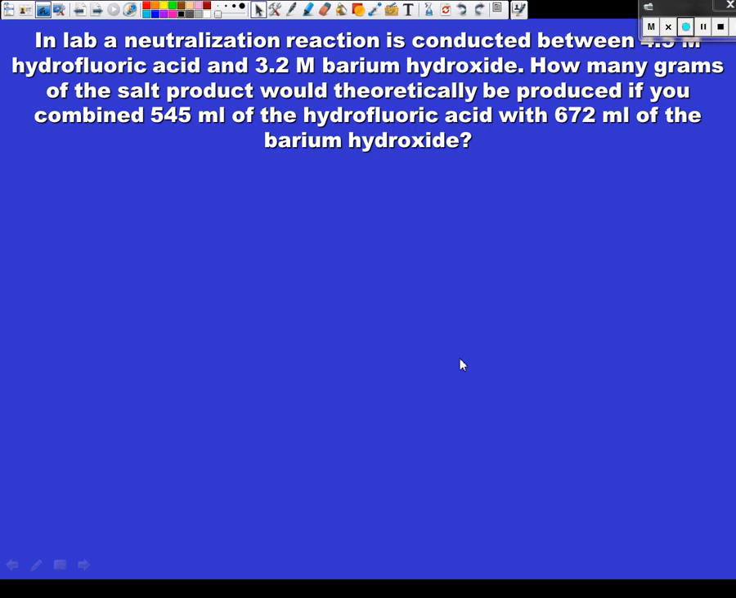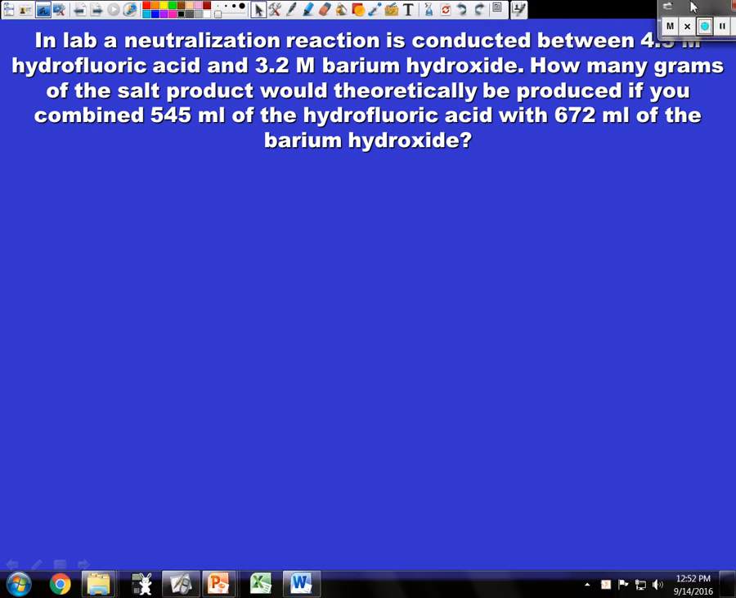In a lab neutralization reaction conducted between 4.5 molar hydrofluoric acid, now again, question, is that strong or weak? Weak. Now, I'm not talking about dangerous or safe. I'm talking strong or weak. Remember we said hydrofluoric was weak because it's less than 100% dissociation. And a 3.2 molar barium hydroxide. How many grams of the salt product would there theoretically be produced if you combine 450 milliliters of the hydrofluoric with 672 milliliters of barium hydroxide?